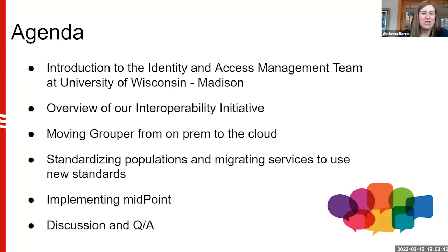In terms of our agenda today, Erik did a great rundown of what we're going to do. Figured visually it's helpful for people to see this as well. I'll introduce who we've got here, as well as the Identity and Access Management team and how we're organized at the University of Wisconsin-Madison. We'll talk about our interoperability initiative. This is essentially the umbrella initiative that we've bucketed these 3 pieces under. I'll pass it to Ryan to talk more about how we've moved Grouper from on-prem to the cloud, why we did that, and some of the nuts and bolts of it. Then Oaks Dobson and myself will talk about standardizing populations and migrating services to use those new standards. And finally, Andrew will talk about how we're implementing midPoint. So again, really looking forward to the discussion today.